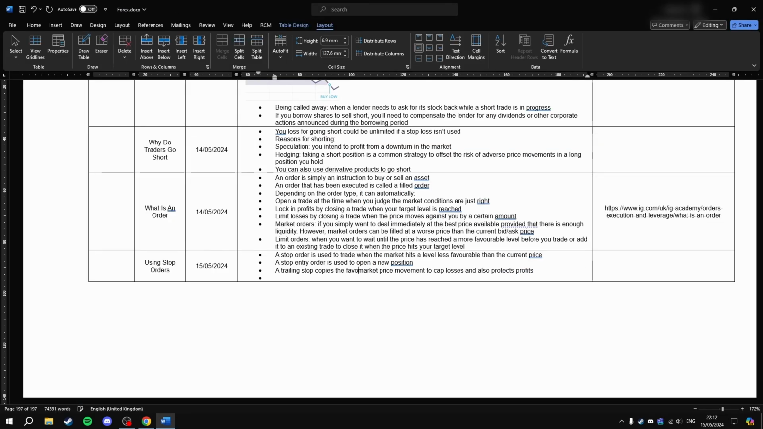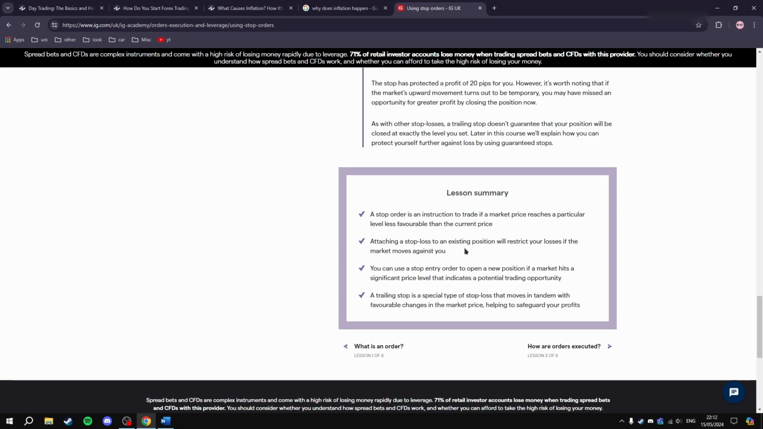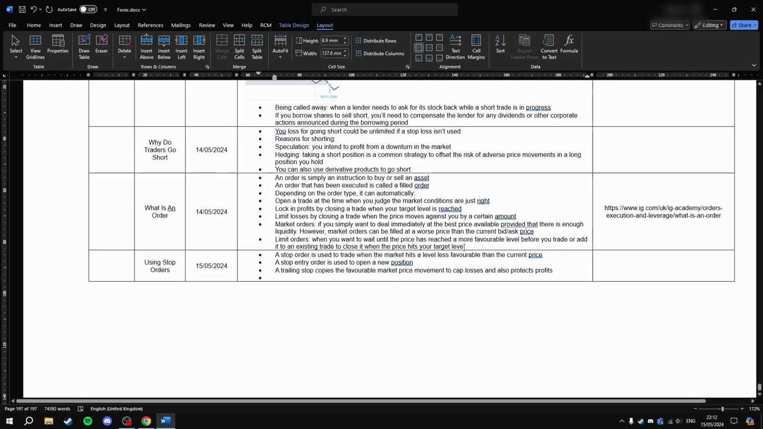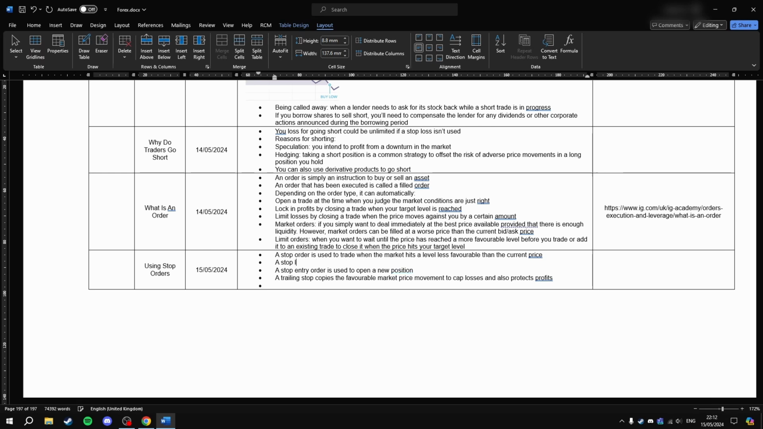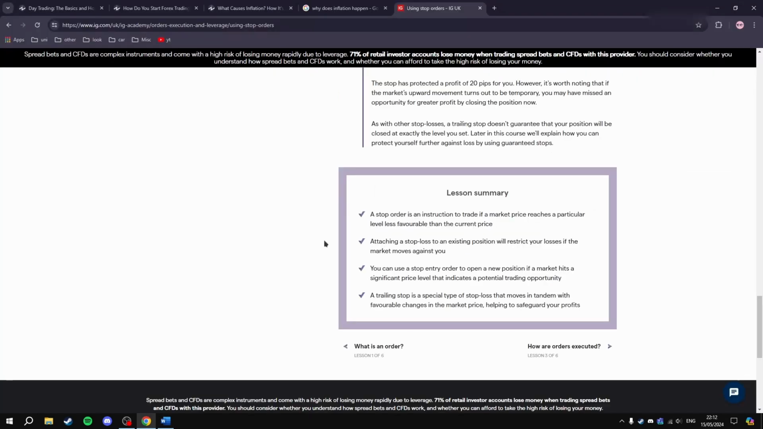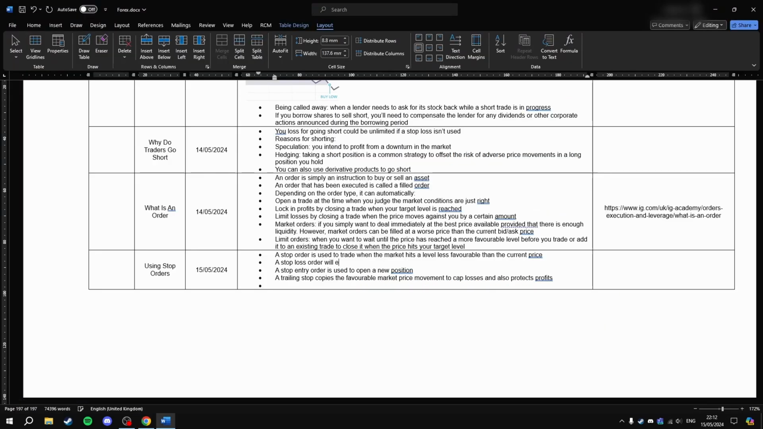Favourable market price movements to cap losses and also protect profits. Yep. So let me just put a stop loss order will restrict your losses if the market moves against you.